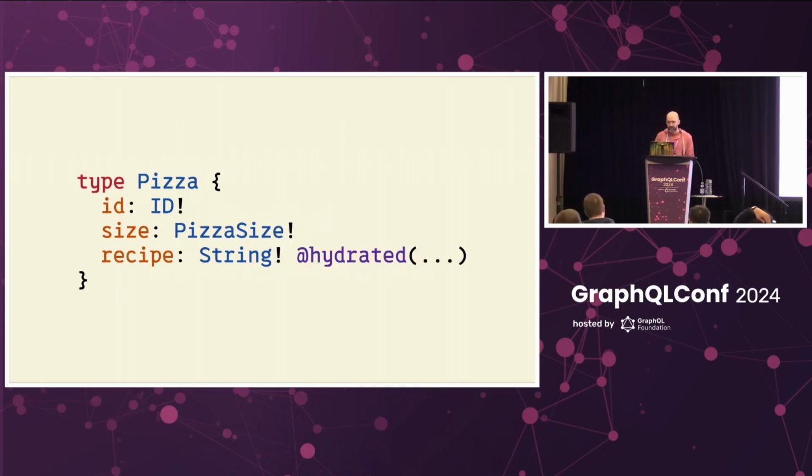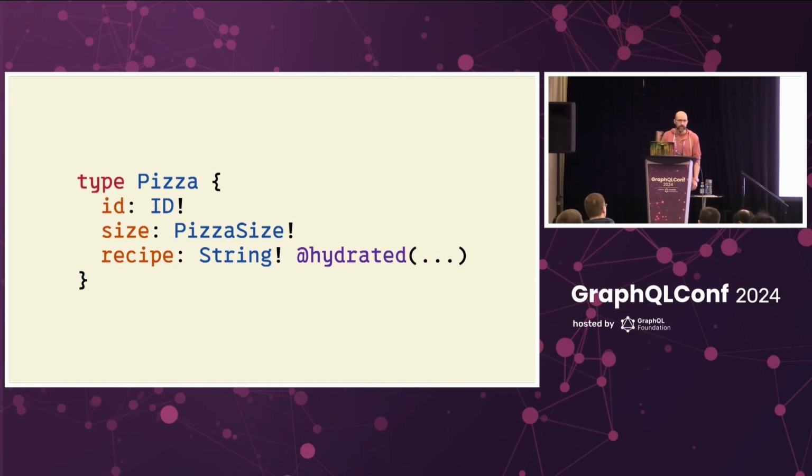Not great. The other thing that can also happen is we microservice super hard, and then, oh, sorry, as an apology, the hydrated directive is an Atlassianism for grab this data from this other service and stick it into this type. So in this case, we would have ID and size coming from the pizza service, and then the recipe coming from the recipe service.